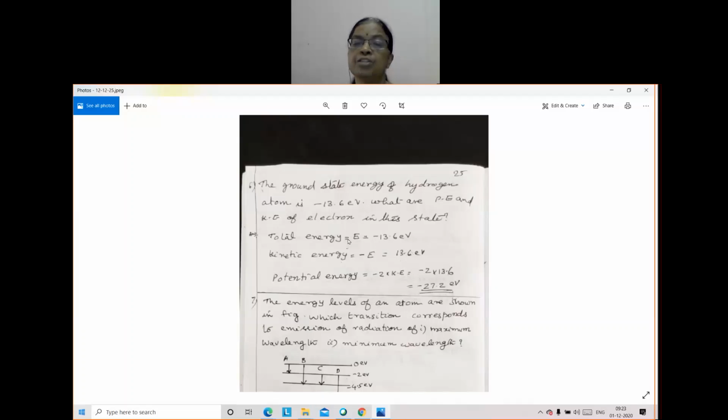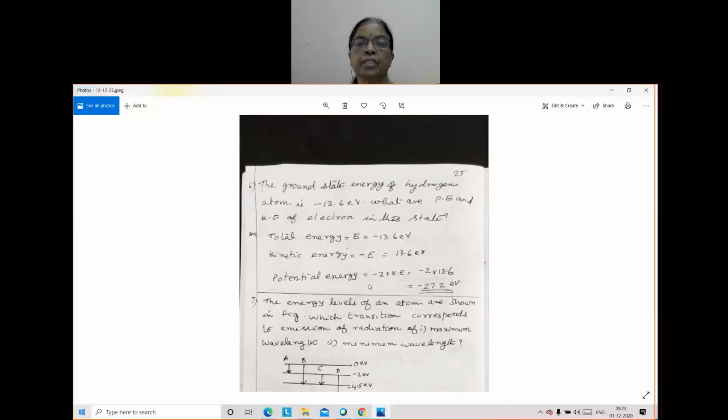So total energy is given. How will you find kinetic energy? It's the negative of total energy, because kinetic energy we know is always positive. So minus of total energy is kinetic energy. Then potential energy, how will you find it? If you know kinetic energy, you multiply it by minus 2, because here it is an attractive force, so potential energy is negative.